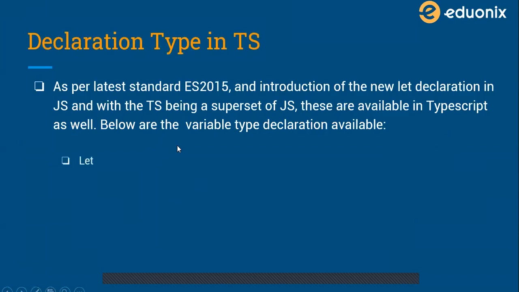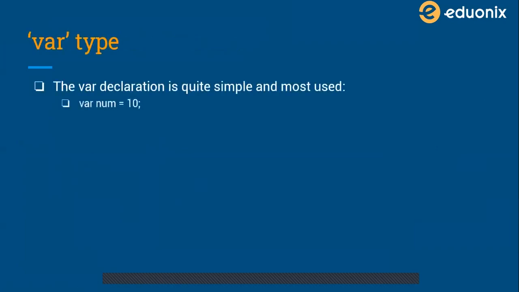I talked about all of this. As per the ES 2015 standard, we have three ways of declaring our variables: let, const, and also var. But mainly nowadays, we just use let and const in JavaScript because it's easier, and I'll show you why. There is block scope with let and const, so mainly we just use that. The var type has been used for years, and it was there before let and const came in.